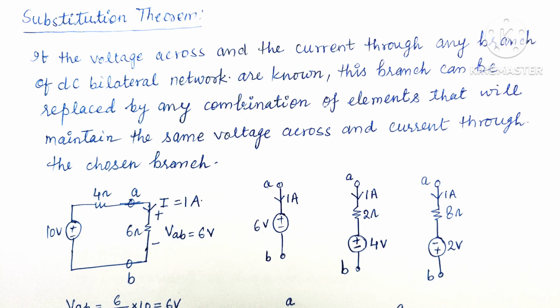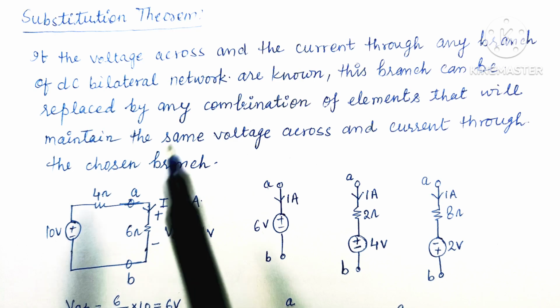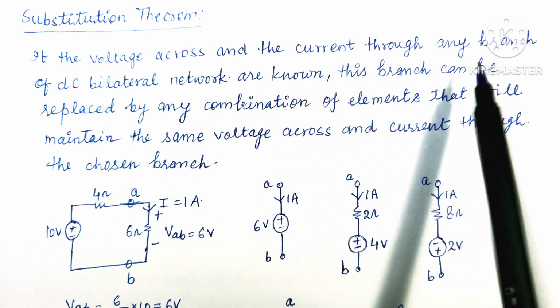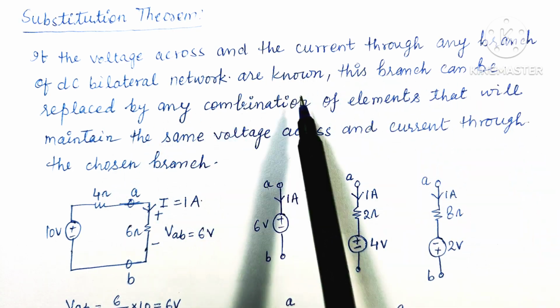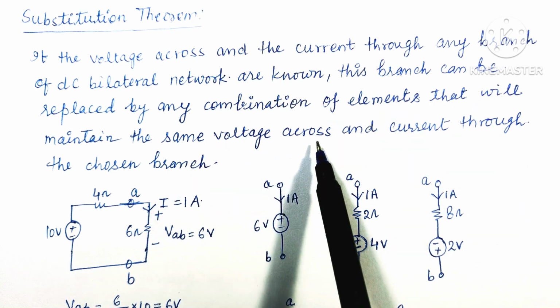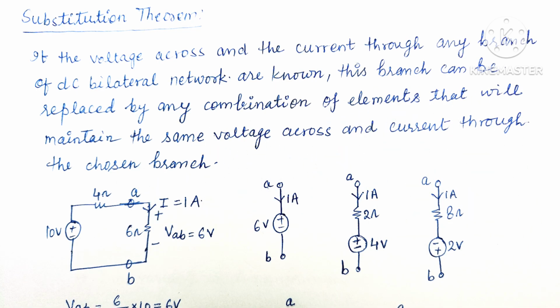Let us see what the substitution theorem is, which is used in a network circuit. This theorem says that if there is a voltage across and a current through any branch of a DC bilateral network, then this branch can be replaced by any combination of elements that will maintain the same voltage across and the same current through the chosen branch.